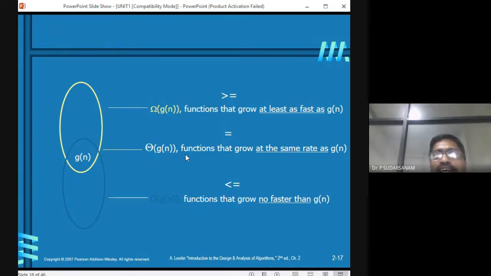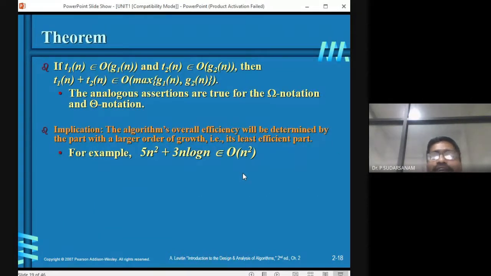Now theta of g of n is a function that grows at the same rate as g of n. This one is omega: the function is greater than or equal to, that is, a function that grows at least as fast as g of n. Greater than or equal to means increasing faster. A function that grows no faster than g of n is called less than or equal to. Those are the definitions, the order of growth. Either one grows fast, or another grows less. That is what we wrote in the definitions yesterday.